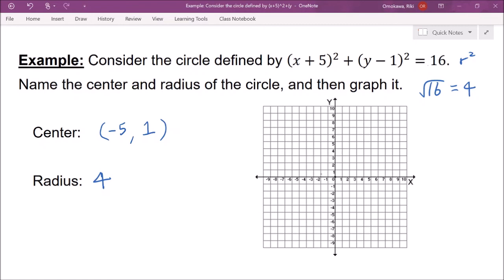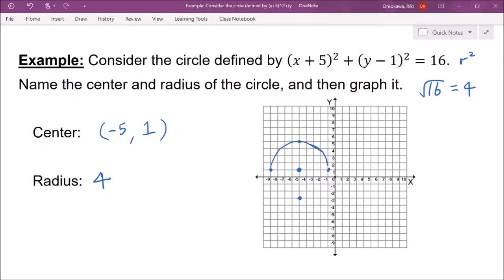So let's see, -5, 1 means from the center go left 5, up 1. And then the radius is 4. So we're going to draw a circle whose radius is 4. And I would suggest plotting some extra points. The radius 4, starting from the center, means we go out 4 up top and out 4 in all the directions, right? So left 4, right 4, down 4. And then you can use these extra points to help you draw a nice circle here.